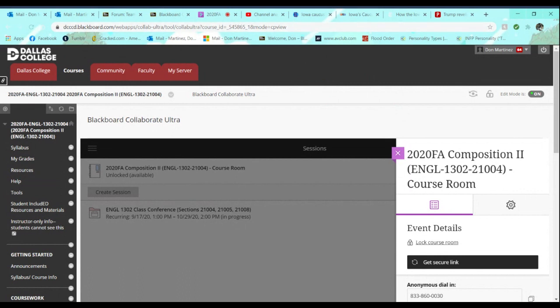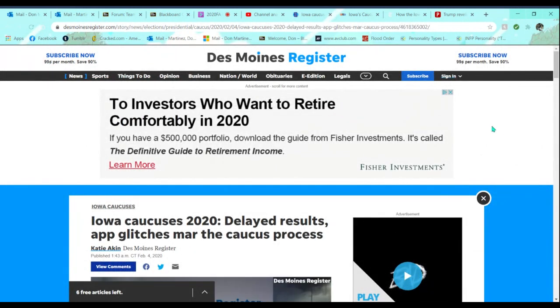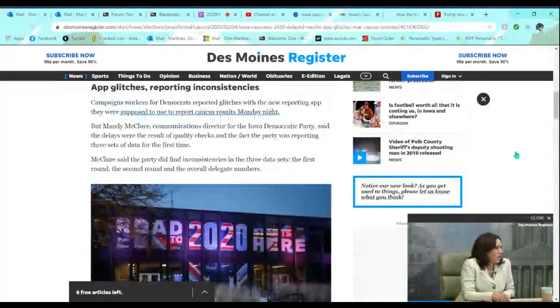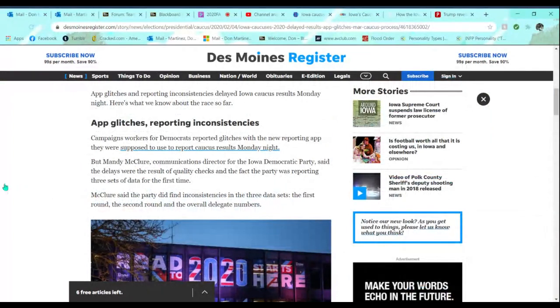I'm going to give you a couple screens worth of text for each one, and then it'll be up to you to read the rest of the way on them, and then evaluate how well they fit in with the topic of election security. All right, so the first one is the Des Moines Register, if my computer will cooperate. So this is the article from the Des Moines Register: Iowa caucuses 2020 delayed results, app glitches mar the caucus process. Let's take a look at the first couple of screens of this article, and then we'll move on to the next.